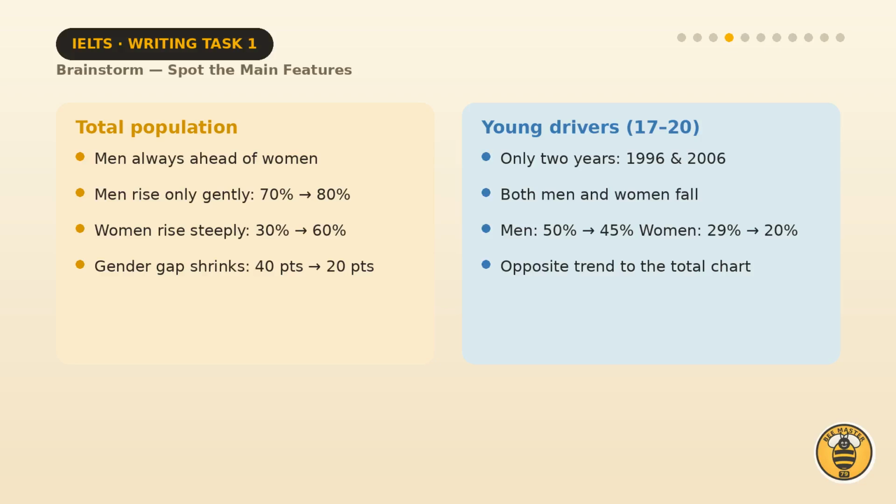Now let's find the main features. In the total chart, men always lead women, but women's ownership rises steeply while men's rises only gently, so the gap shrinks. In the young drivers chart, both figures fall between the 2 years. Those contrasting movements are exactly what the examiner wants you to select.